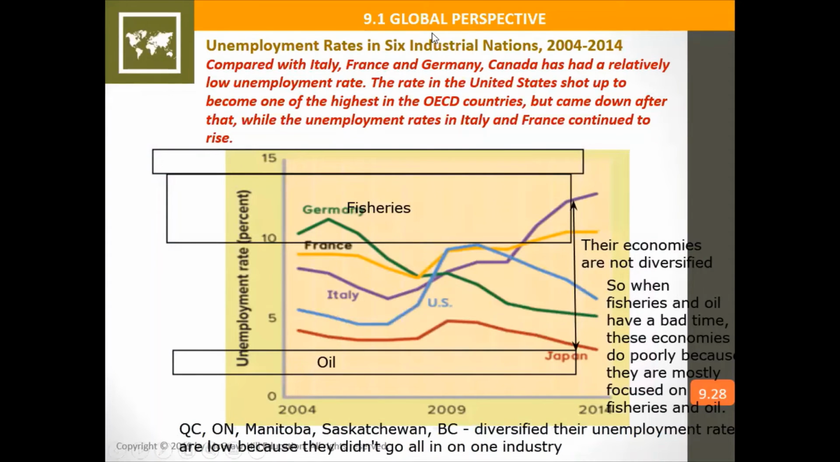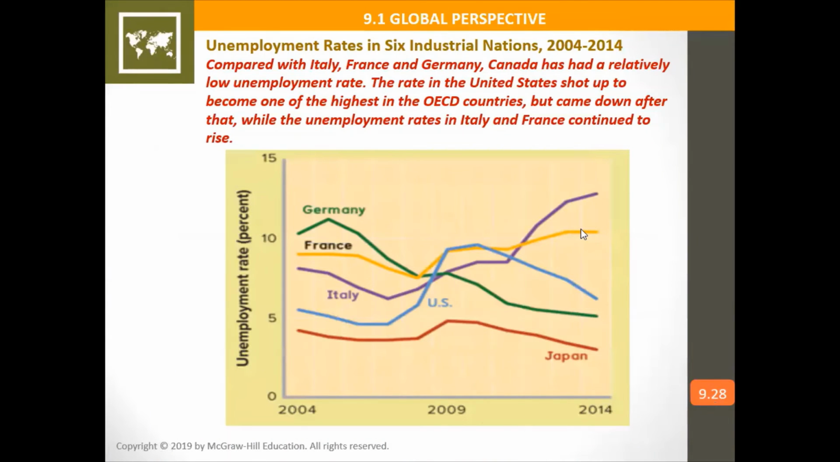So in this chart, the unemployment rates in these nations, it's highest. This is 2014. The reason why it's highest in Italy, France, Germany, European countries is because they were going through a debt crisis. That's why. They're not going through that much anymore.